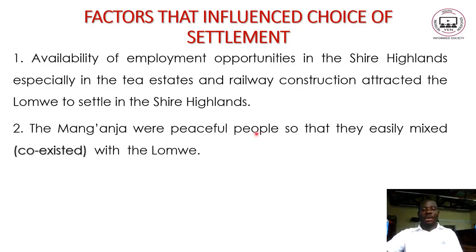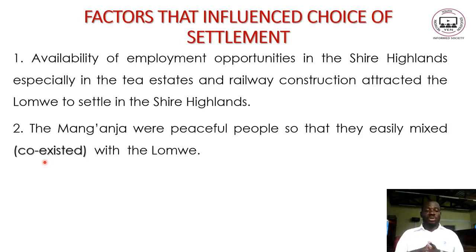Also, the Manganja were peaceful people, so they easily mixed or coexisted with the Lomwe. The Manganja were very peaceful people. They loved peace. They welcomed the Lomwe, saying, let us live together. Let us be here together. To coexist is to live together. That is coexistence. You live together while bearing the differences.